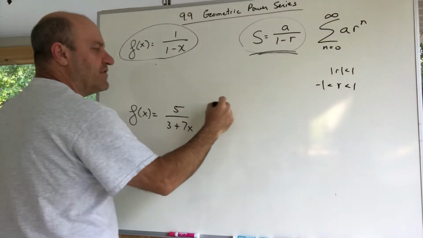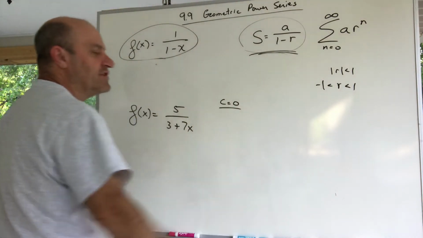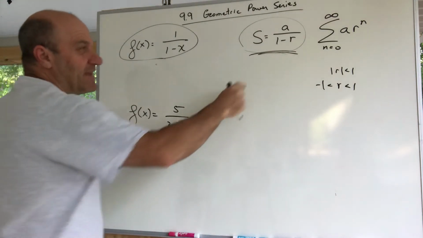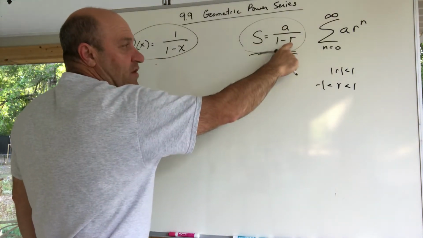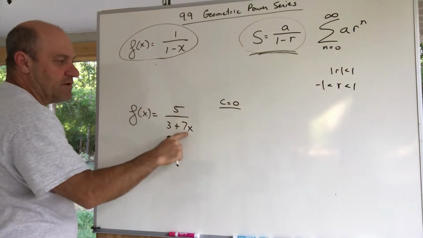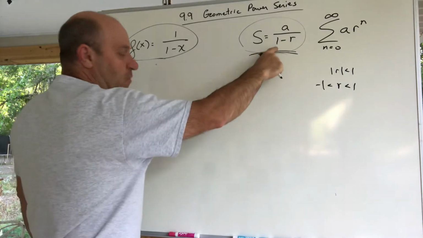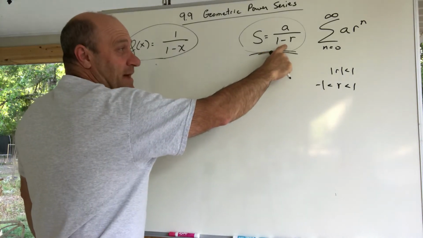They tell me it's centered at 0. So I want to get one that's centered at 0. So basically, I don't care what a is, and I don't care what r is. It's going to have some x's in it. But I need this to be a 1, and I need this to be a minus sign.